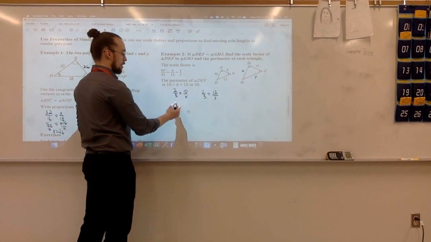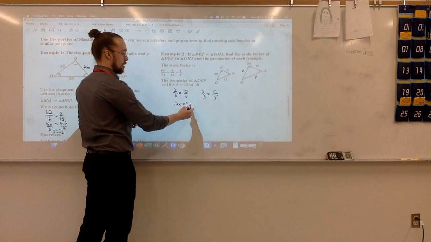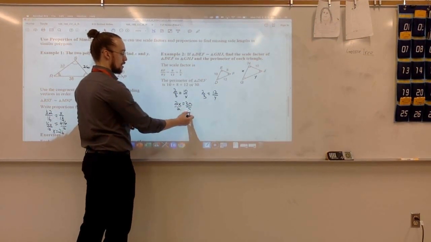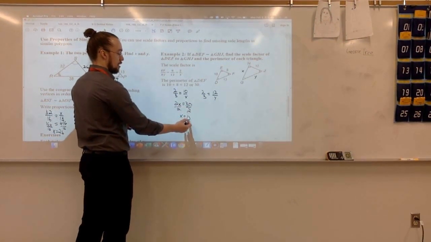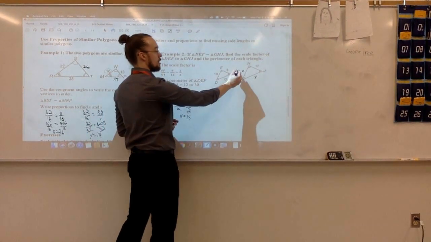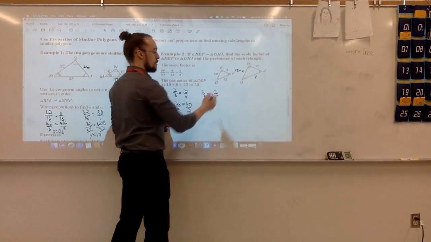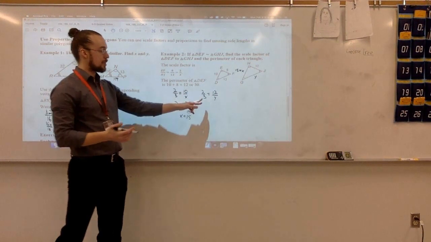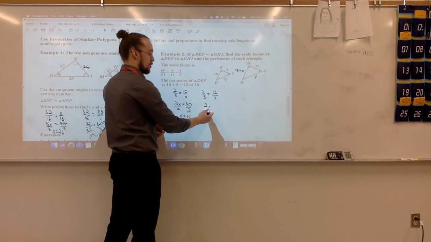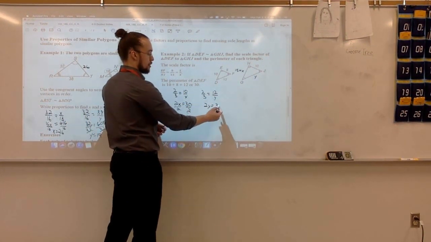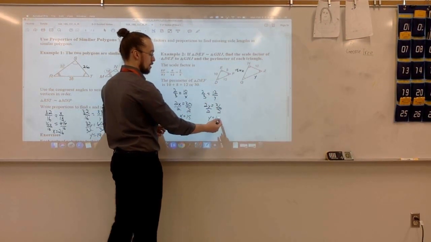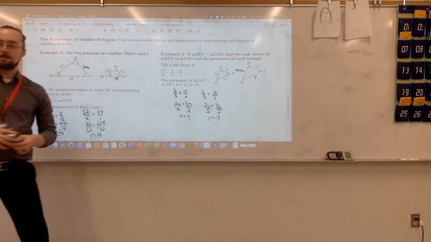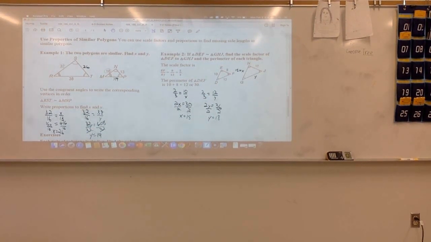Again, cross multiply. 5. So we get this side is 15. Same thing here. So y equals 36. Divide by 2. Y is 18. And now we could have actually done that same thing over here.